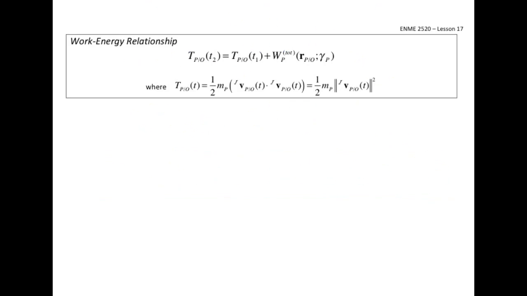And the form that we're going to most commonly use in this class is what we call the work-energy relationship. That's where we have the kinetic energy at time 2 is equal to the kinetic energy at time 1 plus the work that's done on the system between those times. And so that's where the kinetic energy is defined as what we had just a moment ago, 1/2 mass multiplied times the magnitude of the velocity squared, or in a larger notation, it's simply the velocity dotted with the velocity at a particular time.